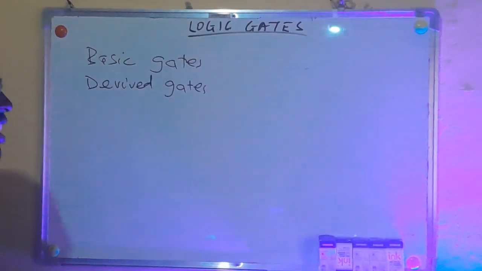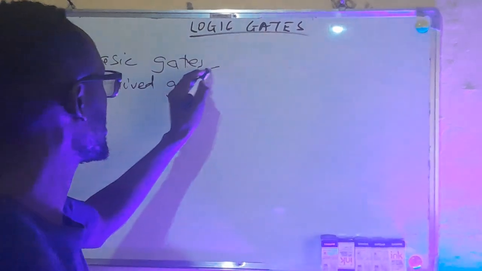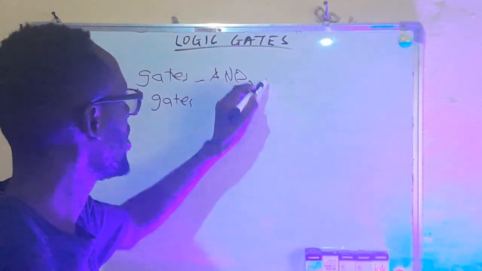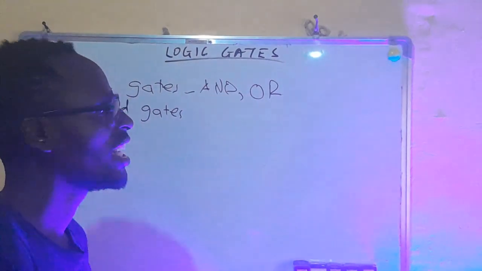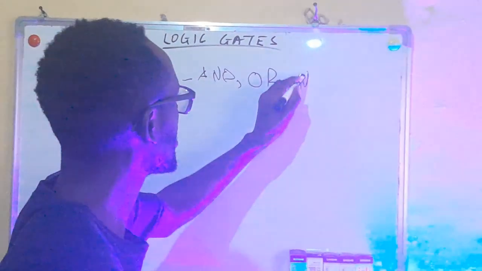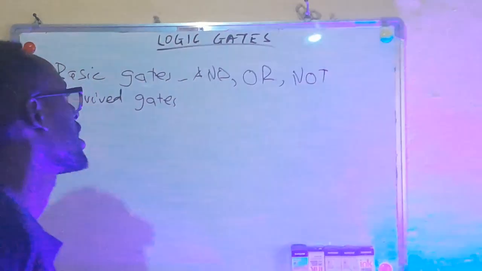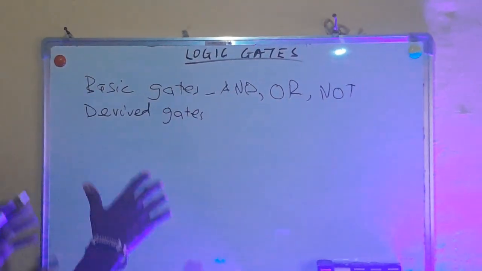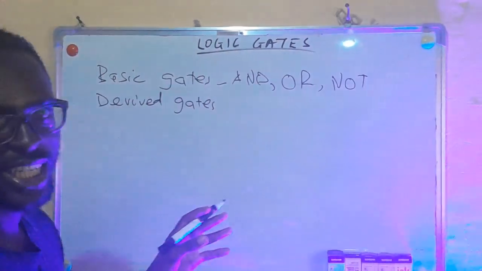There are three types of basic gates. That is the AND gate, the OR gate, and the NOT gate. All these gates, we'll be looking at them in detail below.